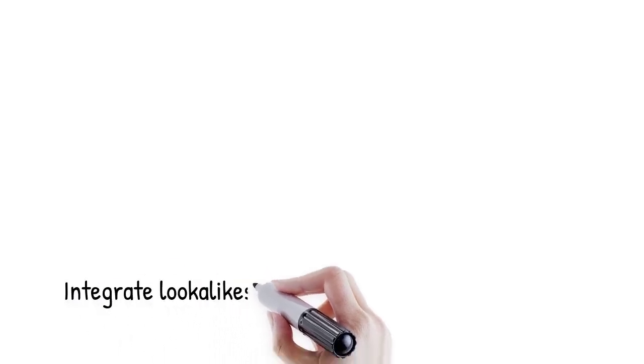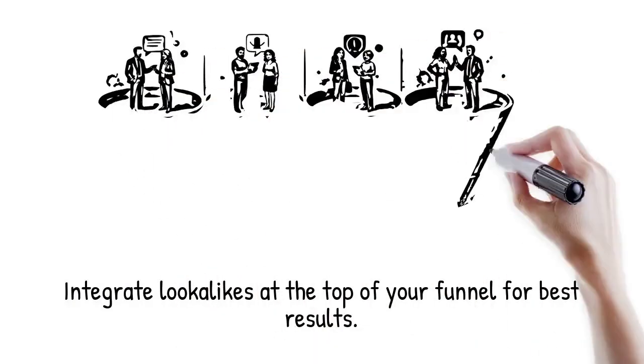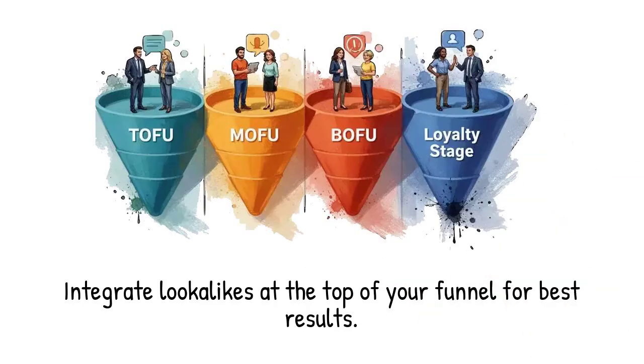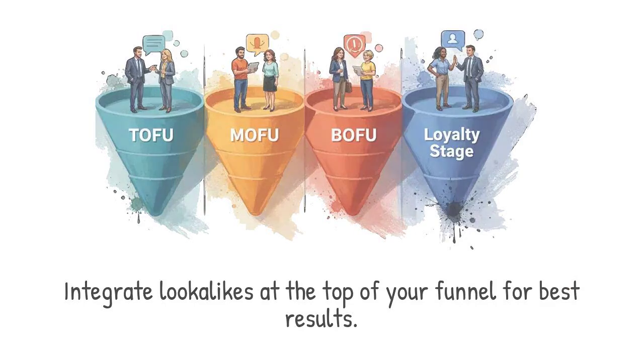Lookalike audiences should be placed at the top of your marketing funnel, but need to be integrated with strategy. The recommended structure is TOFU, cold stage, MOFU, warm stage, BOFU, hot stage, and post-purchase, loyalty stage. Each stage uses different types of audiences.